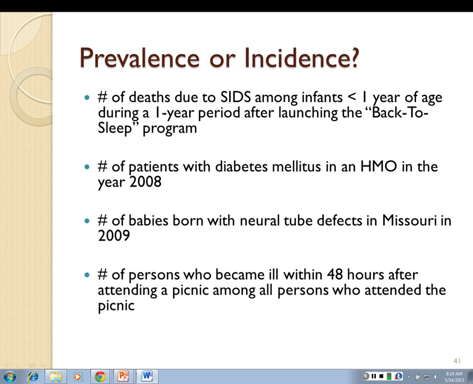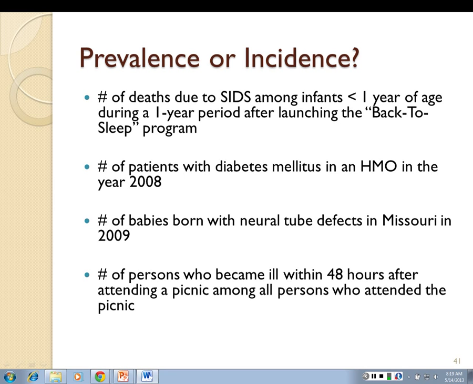So let's take a moment to look at each of these cases and decide if they qualify as prevalence or incidence. Feel free to go ahead and pause the recording and look through them, try to identify them yourself, and then come back and we'll discuss. So case 1 is incidence. Specifically, it's incidence rate or incidence density. Case 2 is prevalence. Case 3 is also prevalence.